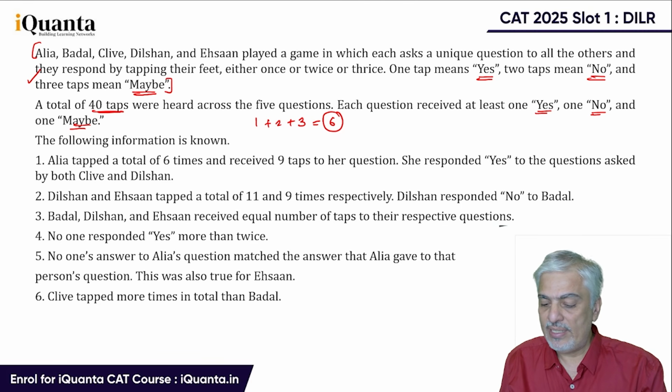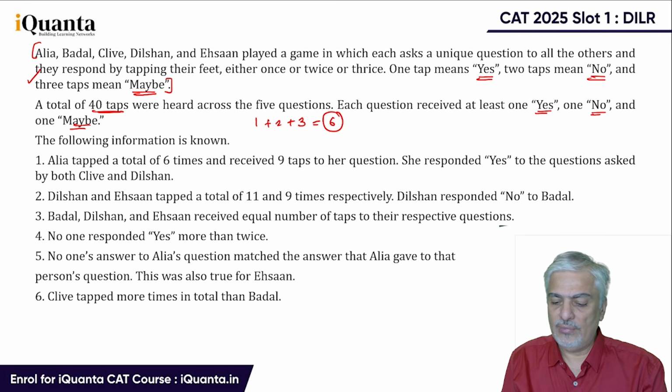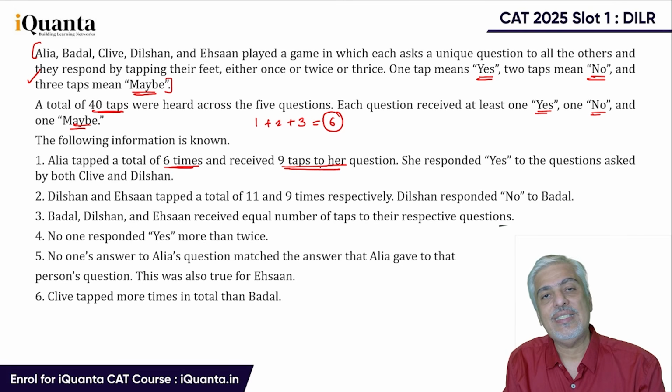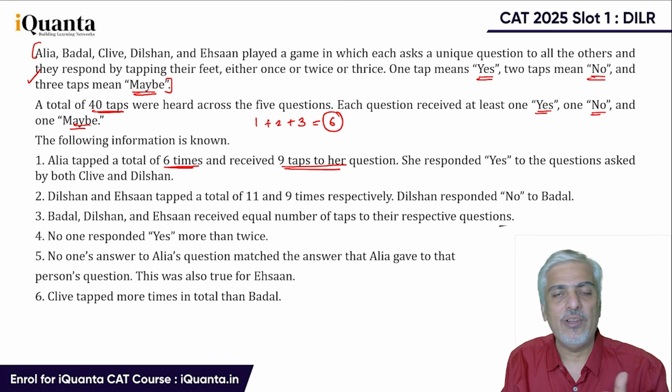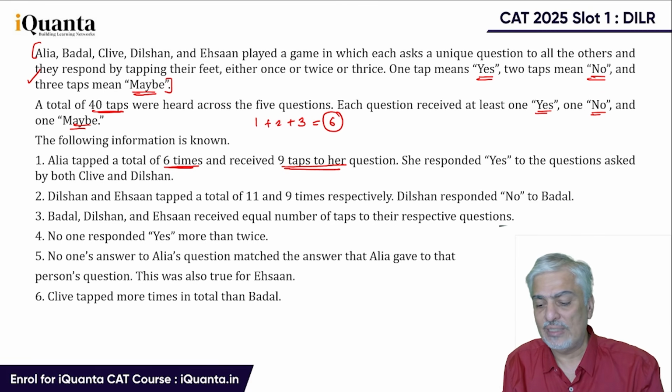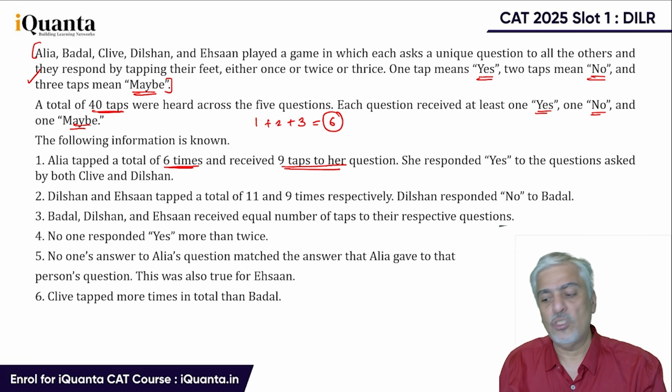Each question received minimum 6 taps. And then there is some data. Let's see how much data of that is direct and how much is indirect. Based on that, we'll decide what we want to do. So Alia tapped a total of 6 times and received 9 taps to her questions. So Alia has tapped 6 times. So 6 can come in different ways. It can come as 1 plus 1 plus 1 plus 3, 1 plus 1, 2 plus 2, and so on. I'm sure there is no 0, because they've not spoken about 0.